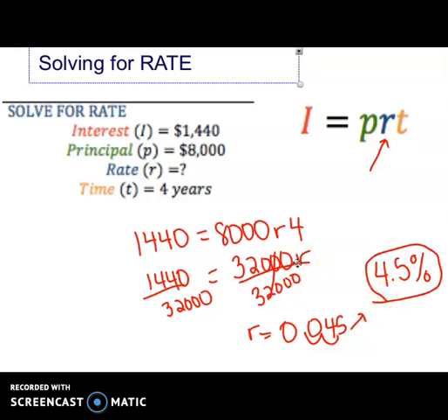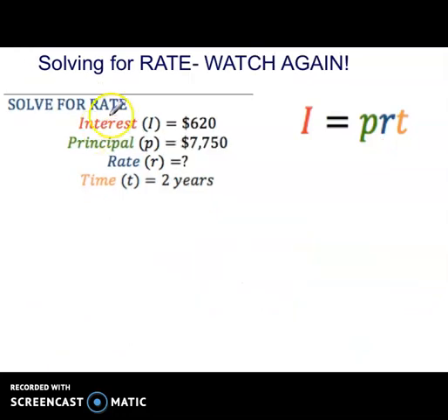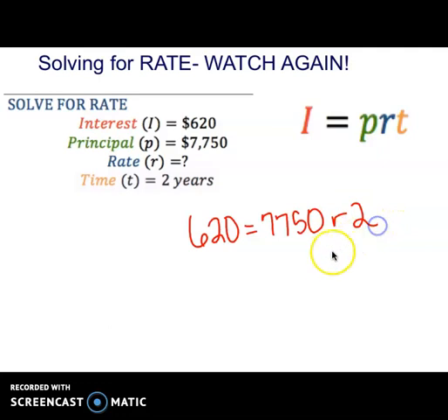Okay, so you sub in what you know and then you solve for the unknown variable. I will show you this one more time. So please watch again. Once again, we're solving for the rate. We know the interest is $620. The principal was the large sum of money that was put in, which was $7,750. We don't know the rate, so that's R, and we know the time is 2 years.